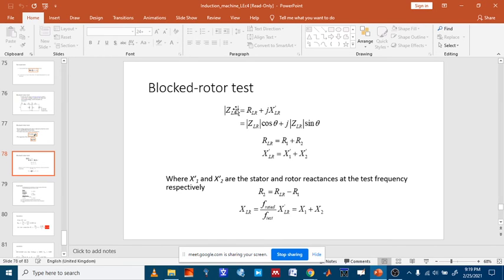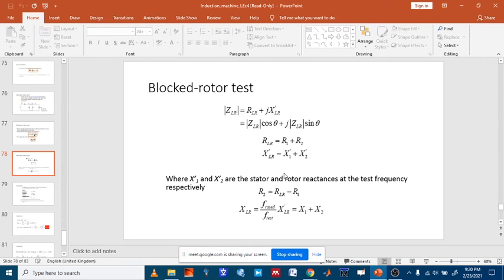Z lock rotor is the same as R lock rotor plus jX prime lock rotor. R lock rotor, the real part, is equivalent to Z lock rotor cos phi, and jX prime lock rotor is the imaginary part, with the sine. R lock rotor is equal to R1 plus R2, and X prime lock rotor is the same as X1 prime plus X2 prime.